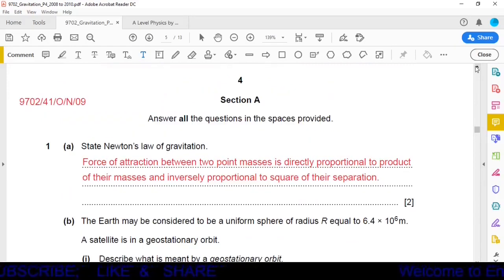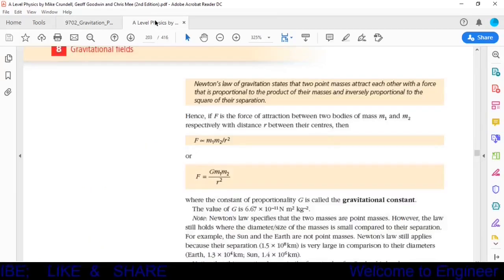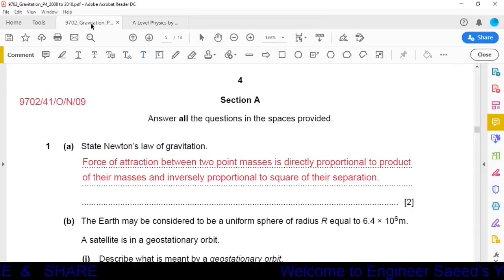Now next question, it is from October November 9 of paper 4 variant 1. Question 1 A part, state Newton's law of gravitation. Newton's law of gravitation states that two point masses attract each other with a force that is proportional to the product of their masses and inversely proportional to the square of their separation. The same wording is given here.